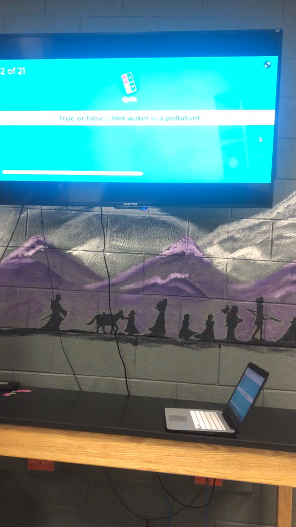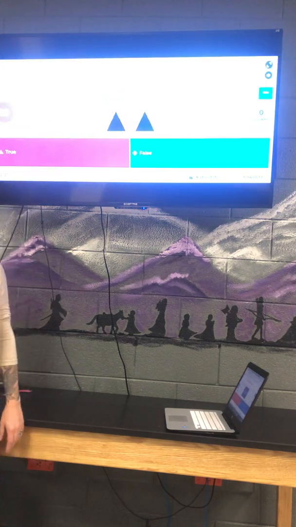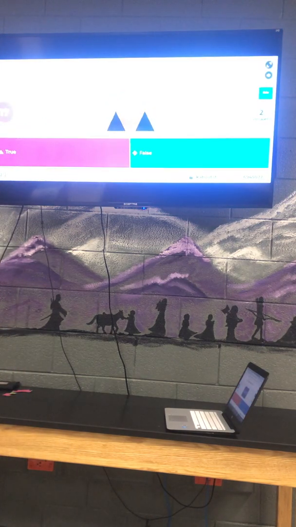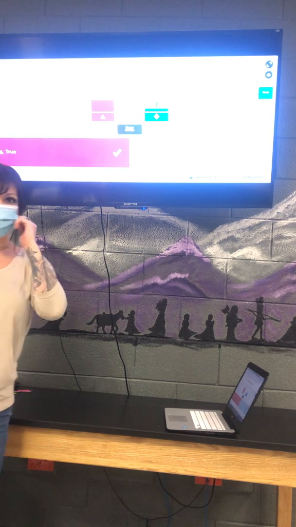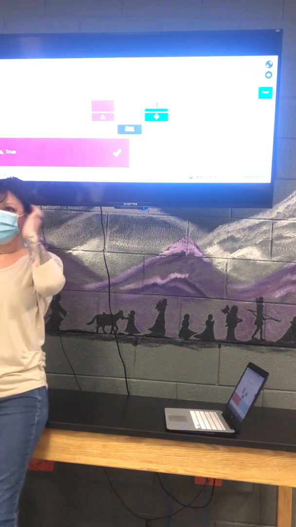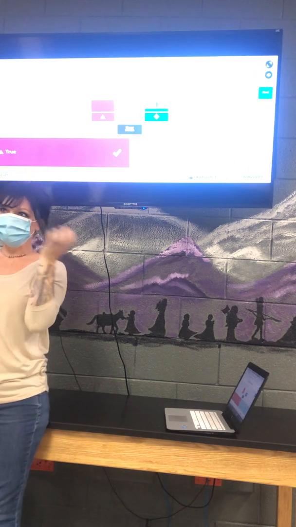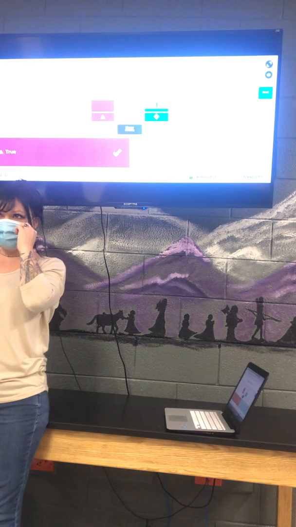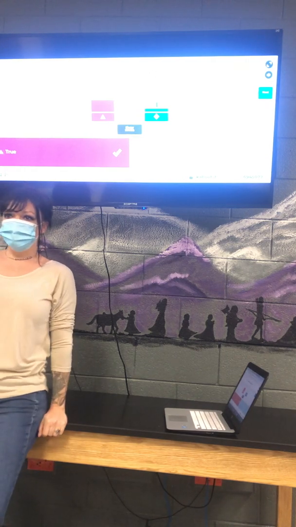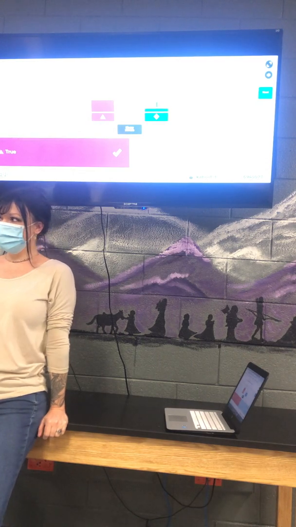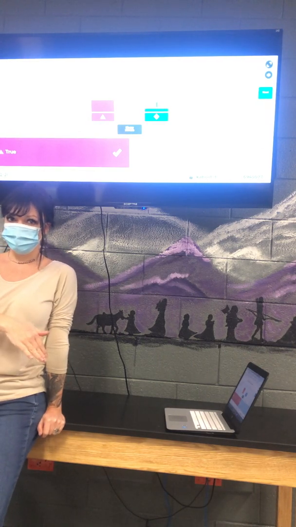True or false? Hot water is a pollutant. Okay, so it is true. You cannot put hot water into a water system. Some of the power companies, somewhere out near Asheville when I was in college, were actually getting in trouble for that because they were generating power with the water. It was heating it up and they were dumping it right back into the stream.